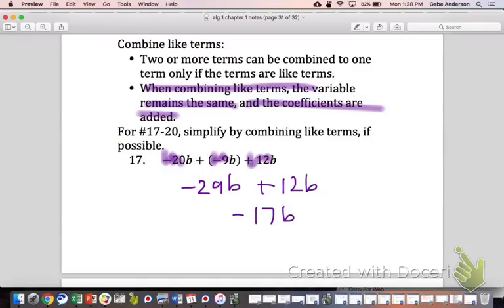So notice it didn't become b squared or b cubed or something like that. The variables stay exactly the same, but it's the coefficients that you're adding up. This is when you are adding like terms. If we were trying to multiply these together, things would be different. If I was dividing these, things would be different. But I'm adding these like terms, and so this is how we do that. We good? Why don't you try number 18 all by yourselves, or work with a partner.